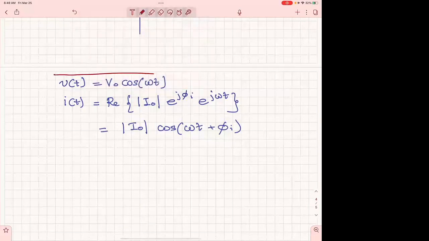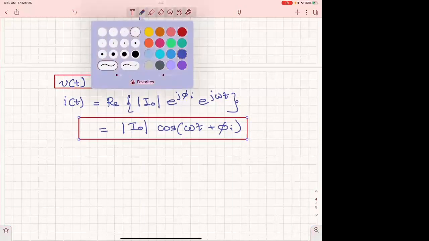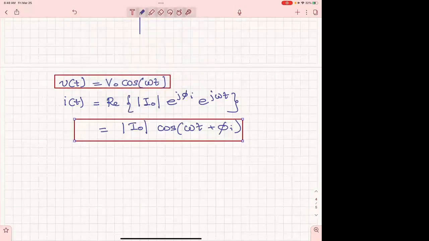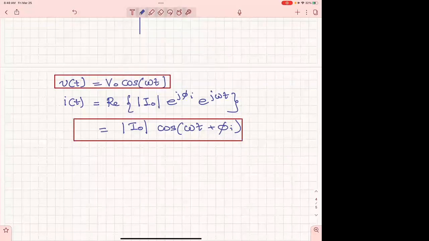Now, if you see here, that's the voltage. And if you see here, that's the current. What do you see? That the voltage and the current are out of phase. And that happens always when you have reactive elements.